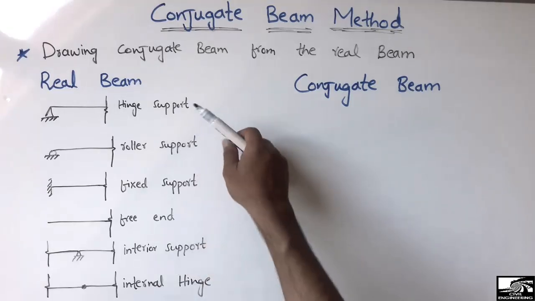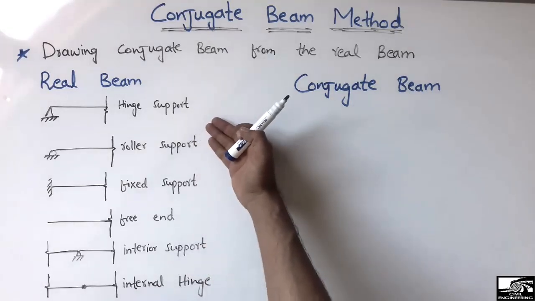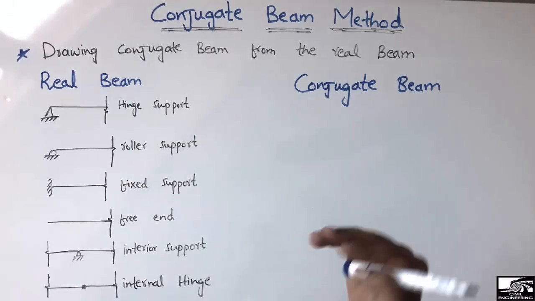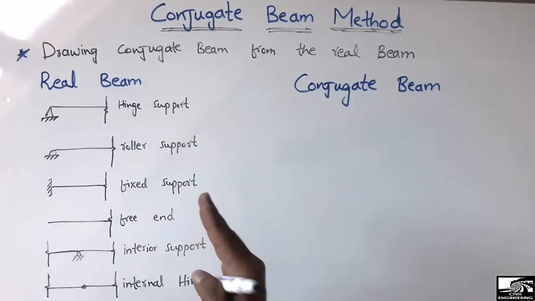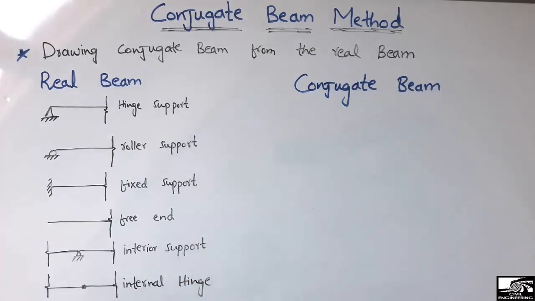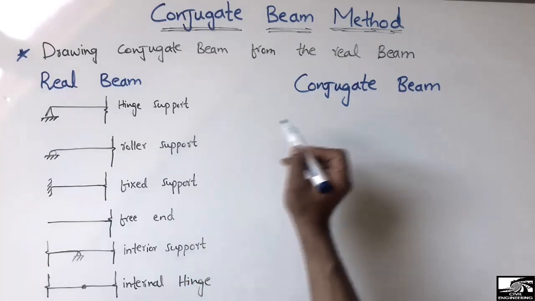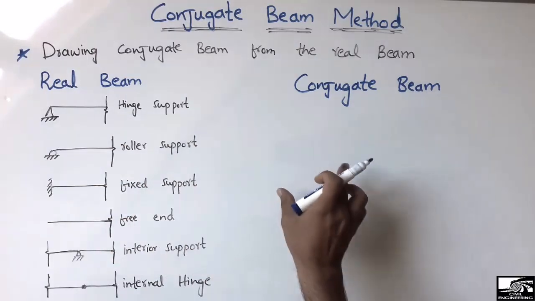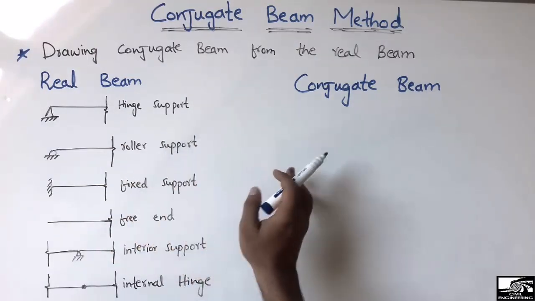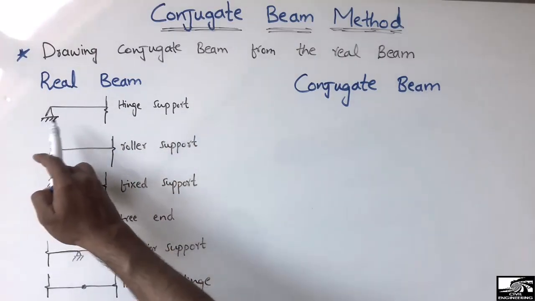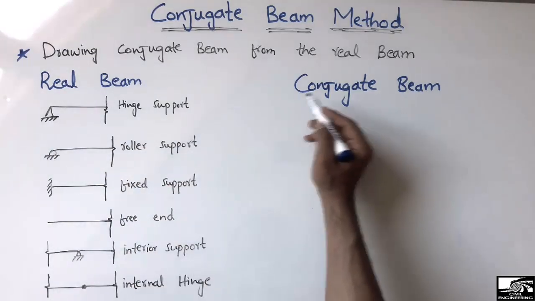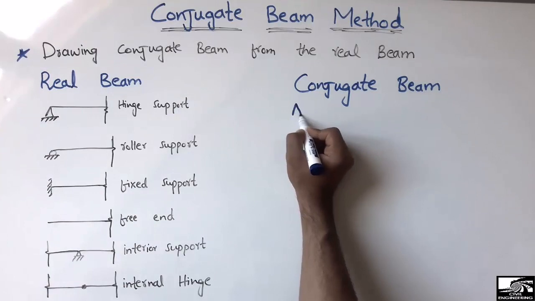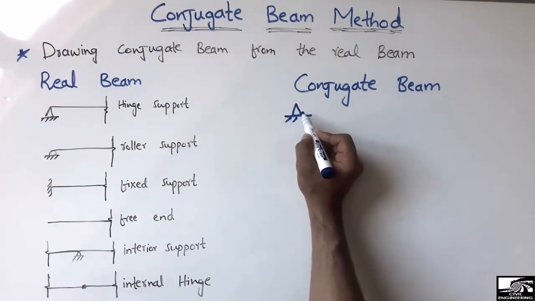I will draw the conjugate beam from the respective real beams, and then I will also show you some examples of how to draw the conjugate beam from the real beams in detail. To draw the conjugate beam from the real beam, there are some rules which we have to follow. The first rule is, if we are provided a beam with a hinge support at the end of the beam, then in the conjugate beam the hinge support will remain a hinge. So no changes in this figure.